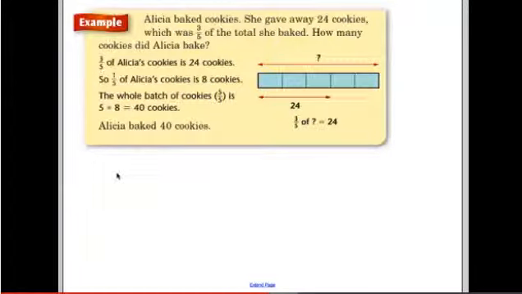Alicia baked cookies. She gave away 24 cookies, which was 3/5 of the total she baked. How many cookies did Alicia bake? Well, we know that 3/5 of Alicia's cookies is 24 cookies. So 1/5 of Alicia's cookies is 8 cookies, because we take that 24, divide by 3. Now, the whole batch of cookies, which is 5/5, would be 5 times 8, because we got 5 groups of 8. So 5 times 8 is 40 cookies. Alicia baked 40 cookies.